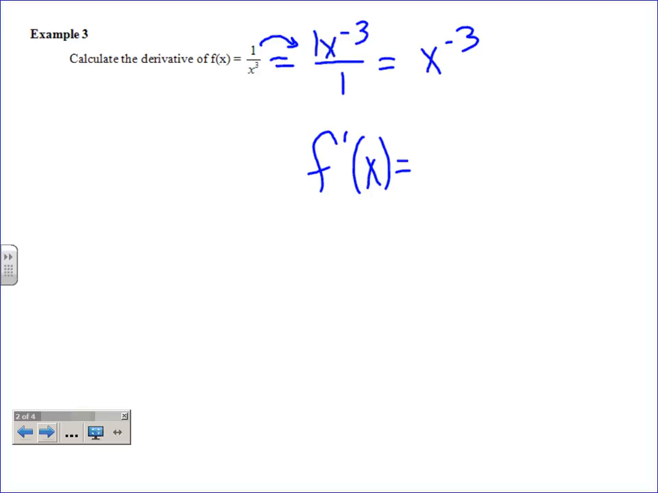And again, what's kind of understood to be out front there? Yeah, just a 1, right? And so we can take -3 times the 1, which is obviously -3 x. And here's where people make a mistake. -4. You subtract 1. -3 minus 1 is -4.